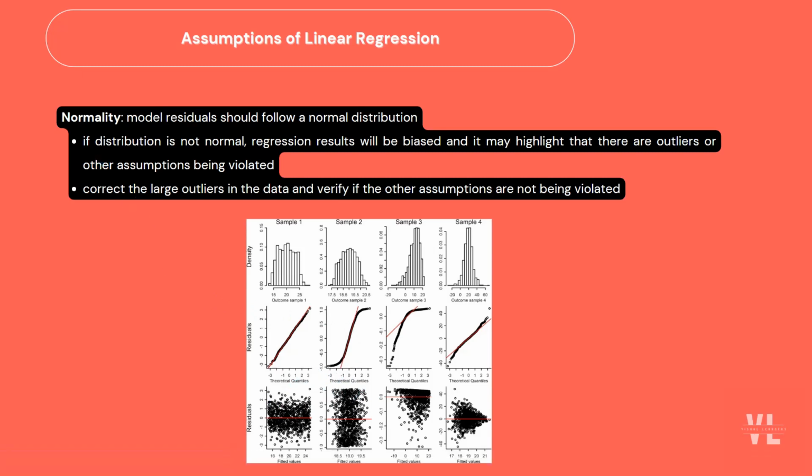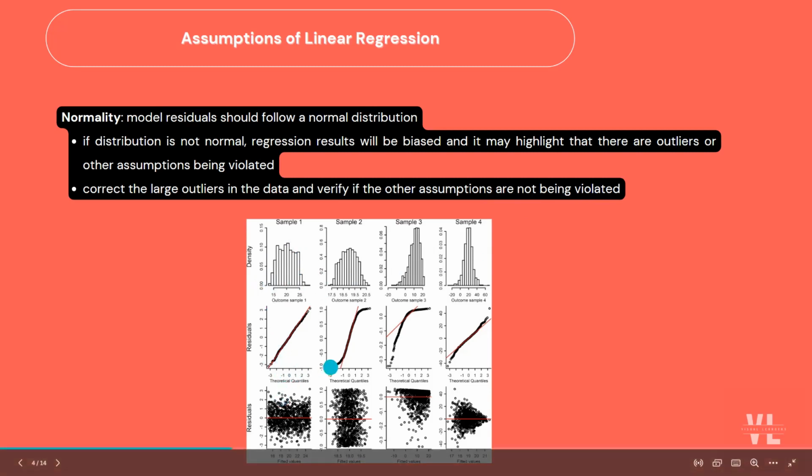So the second task has to be normalizing the data before we use the linear regression model. So we need to correct large outliers in the data and verify that the other assumptions are not being violated. A normal distribution will have to mimic the standard normal distribution graph, and most of the time it's between 0 and 1, or between -1 and 1.